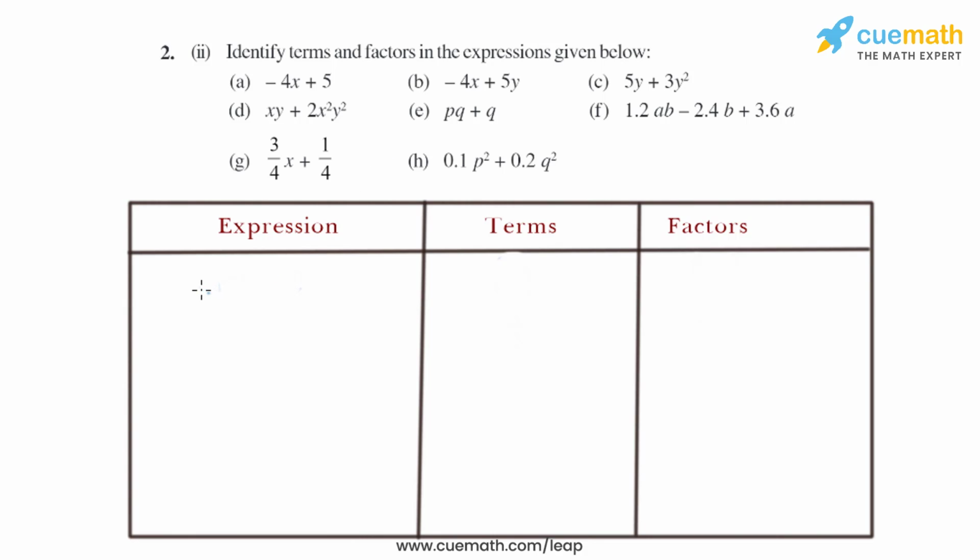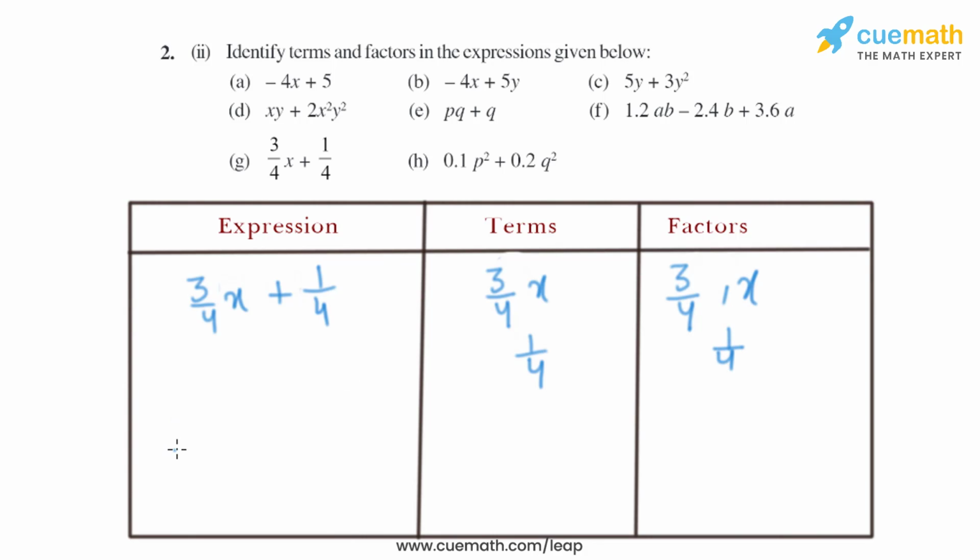Now let's move on to the G part. The expression that is given is 3 by 4 x plus 1 by 4. The terms are basically 3 by 4 x and 1 by 4. The factors of 3 by 4 x will be 3 by 4 and x. Similarly, the factor of 1 by 4 will be 1 by 4 only.